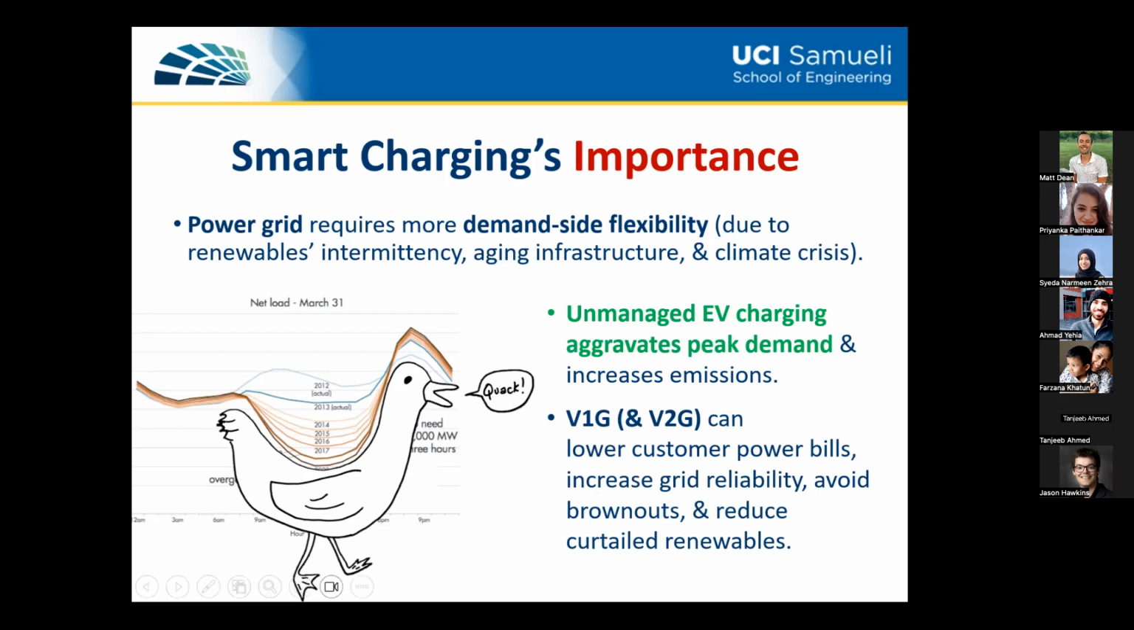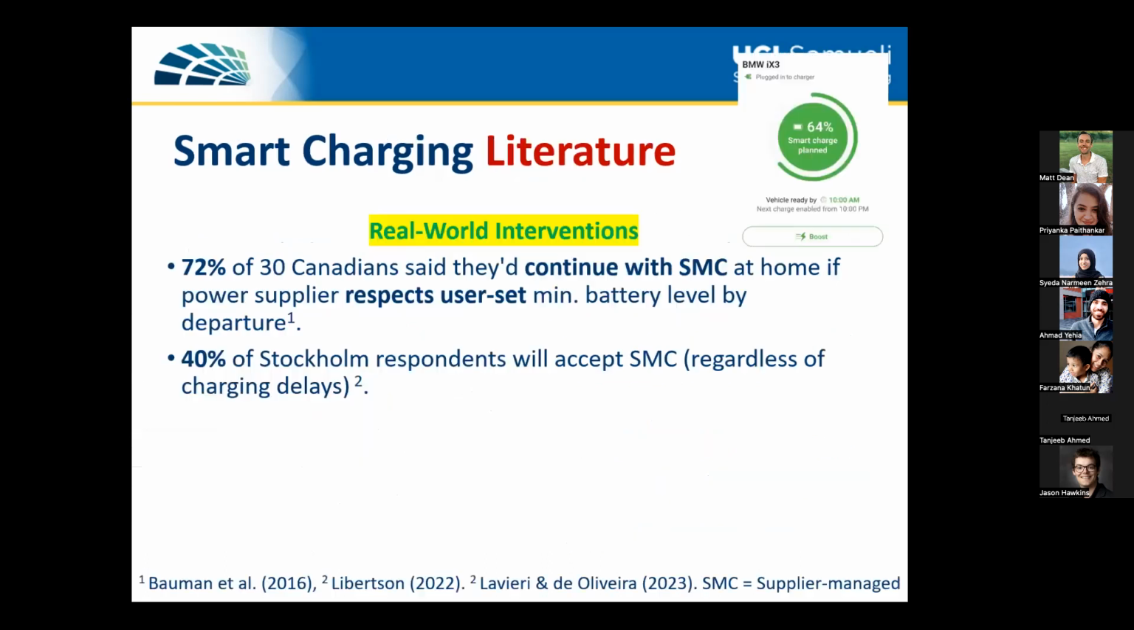A lot of the focus in the research community is on V2G, but V1G is far simpler and can be done through apps today, and really is one of the most critical hurdles that we need to get across before we can even look at V2G. So what have we found in the literature?